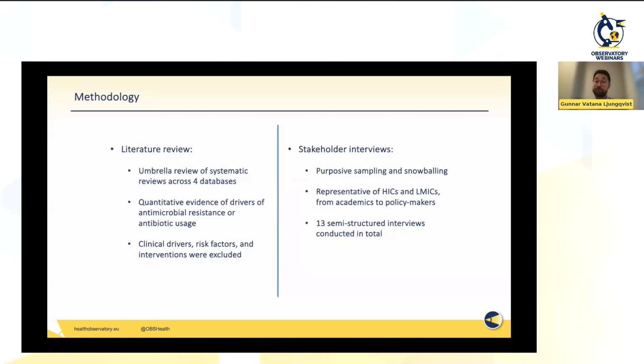We also conducted some stakeholder reviews. So we used purposive sampling and snowballing to identify experts in the field who were representative of both high-income and low-middle-income countries. And we had everyone from academics to policymakers involved. We ended up with 13 semi-structured interviews in total.